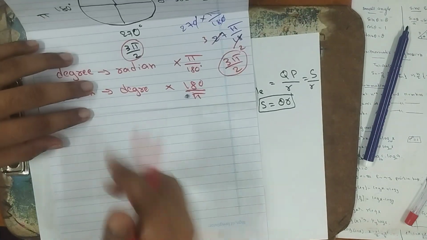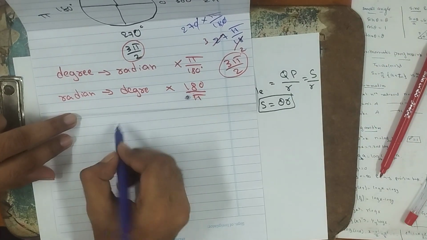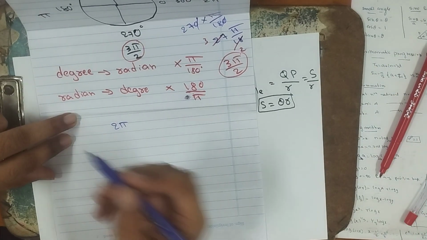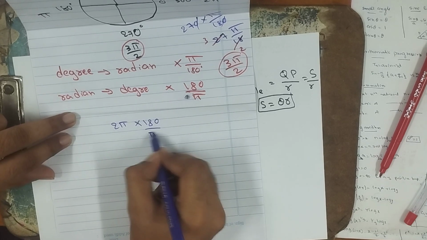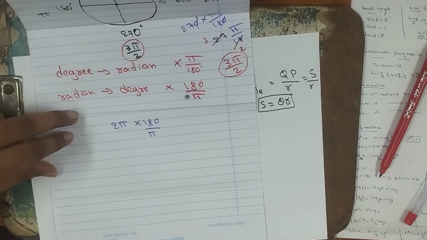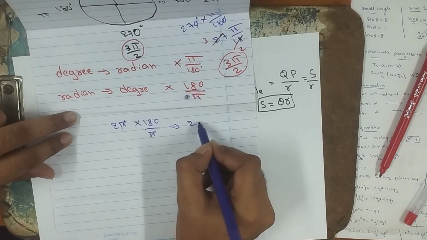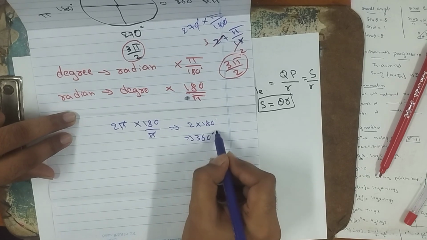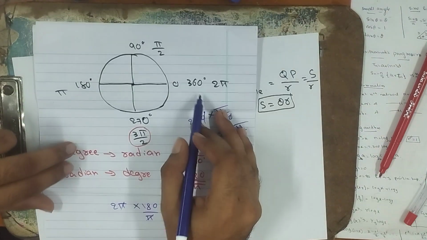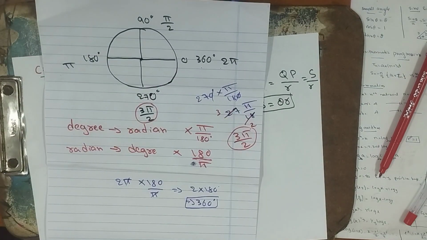Now similarly if I convert 2 pi radian into degree, what happens? 180 divided by pi. Now 2 pi gets cancelled. What remains? 2 into 180 degree. What happens? You get 360 degree. See here, 2 pi is 360 degree. Very simple. You can do any value like this. Simple case needs simple solution.